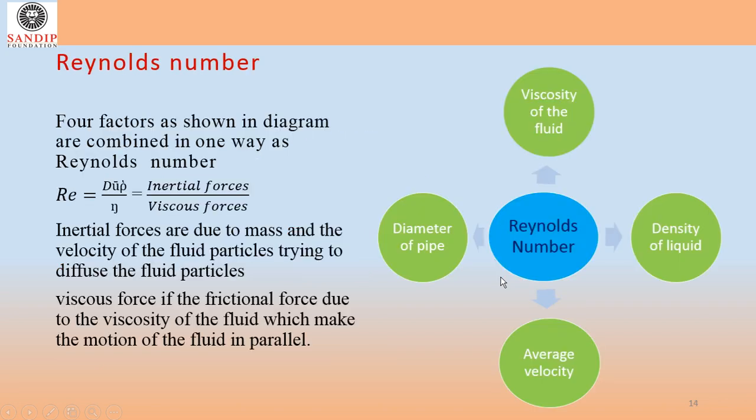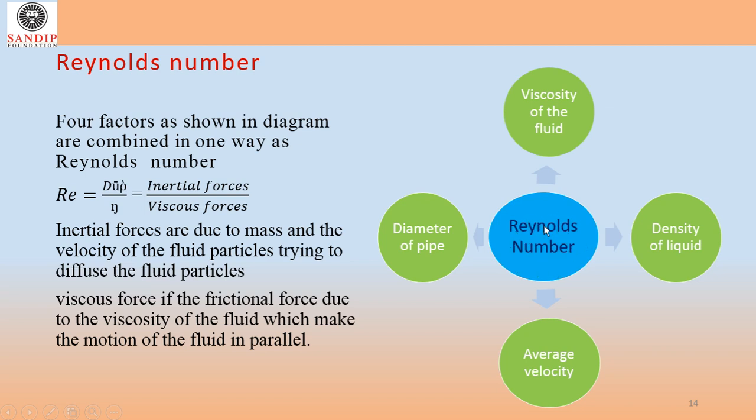So let us start here. What do you mean by Reynolds number? The Reynolds number is given as shown in the diagrammatic presentation here. These are the four factors: viscosity of the fluid, density of the liquid, average velocity, and the diameter of the pipe. These are combined in one way, and that is called what here?